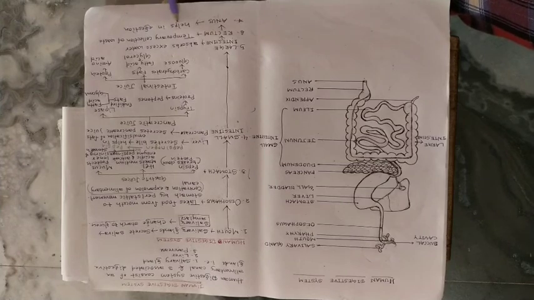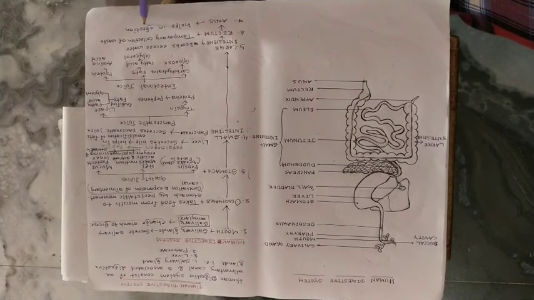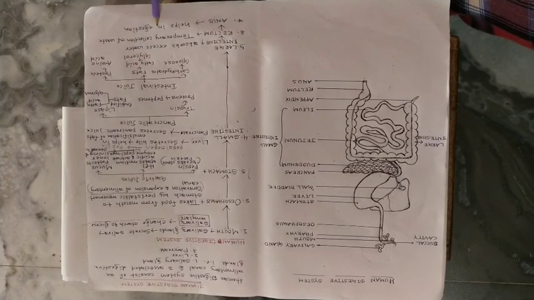It helps in egestion. The process of removal of the undigested food is called egestion. So the anus helps in egestion.